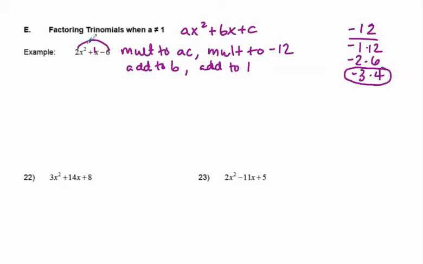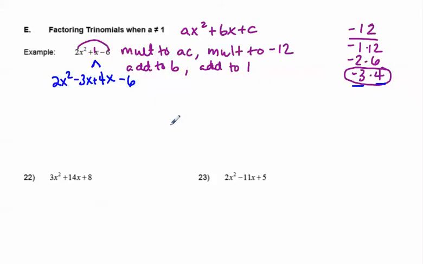Now, because there is a number in front of the x squared, I cannot just put these numbers right into the factors. Instead, what I'm going to do is I'm going to break up the 1x. So instead of writing 1x, I'm going to write -3x plus 4x. Now -3x plus 4x does equal 1x, so I haven't changed anything, I just wrote it differently. Then bring down the 2x squared, and bring down the -6.